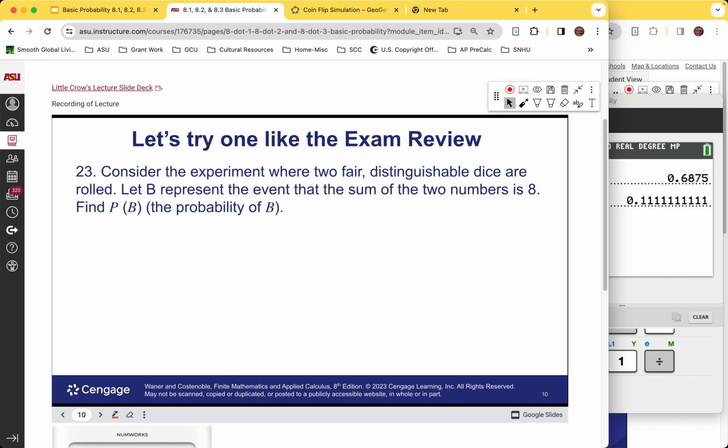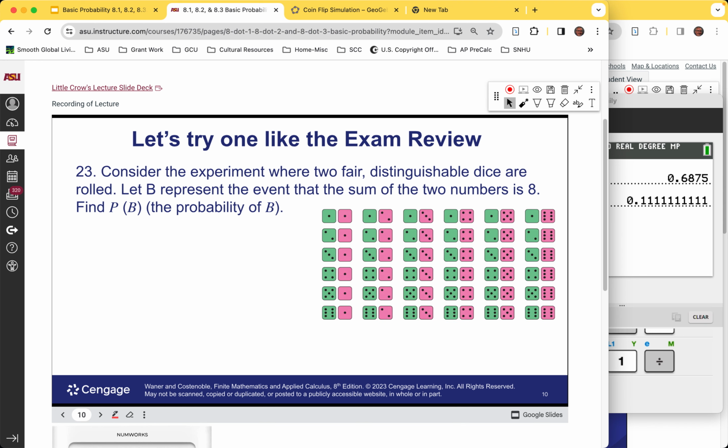So here's one on the exam review. Consider the experiment where 2 fair distinguishable dice are rolled. Let B represent the event that the sum of the 2 numbers is 8. Fine. So this is basically the same thing. We just have to figure out how many 8s there are. I'm going to pull up this table, which you could reconstruct on an exam, because you have to try to remember it.